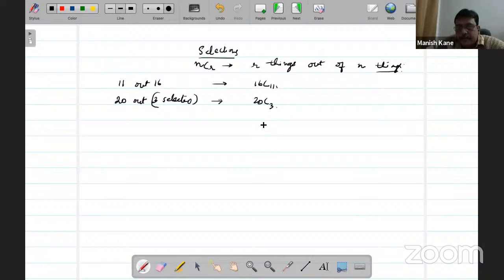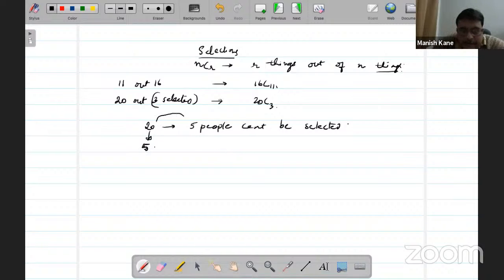So the number of selections of R things out of N things is given by NCR, for example 20C3. Suppose there are 20 people for an interview, and out of these 20 people, 5 people can't be selected for whatever reason, and you have to select 5. Now what is the effective number of people here instead of 20? The effective number is 20 minus 5, because 5 people can't be selected, so only 15 can be selected. So your answer in this case will be 15C5.